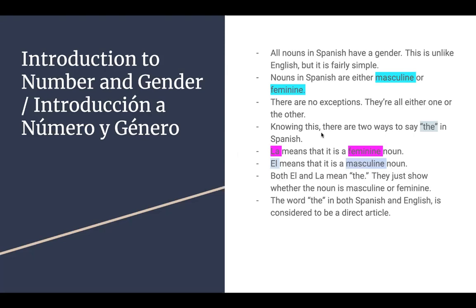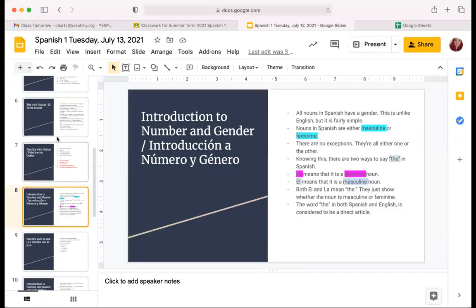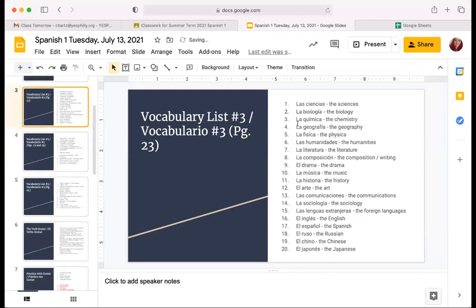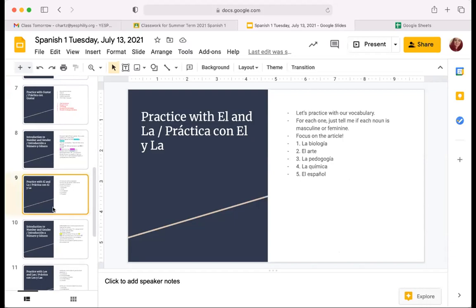And you can see right here, with the vocab list, most of these are feminine, but the languages, art, drama, they're all masculine. You can see they start with el. And that doesn't mean the thing is feminine or masculine. It's just what it is. These never change. It is what it is. But I do have some practice with that. I figured that we could go over that.